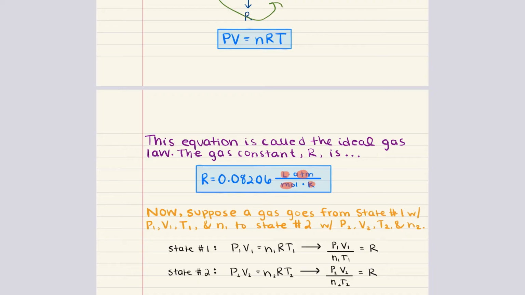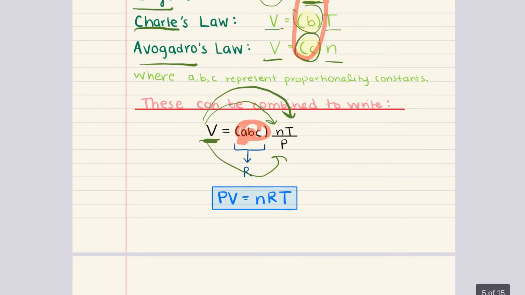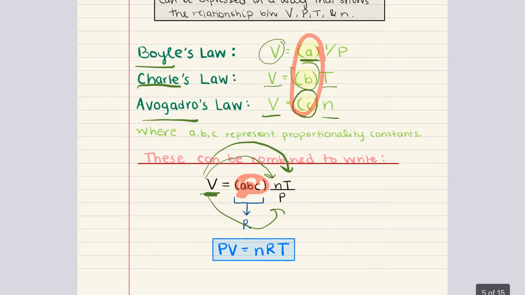All right. Now, what we can do is rearrange some of these variables. We're going to move P over and write PV is equal to nRT. This is our ideal gas law. This equation is called the ideal gas law. If you know any 3 of the 4 variables, pressure, volume, moles, and temperature, you can use the ideal gas law to determine the 4th.